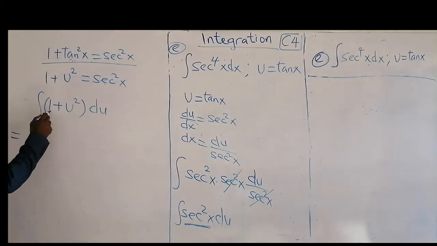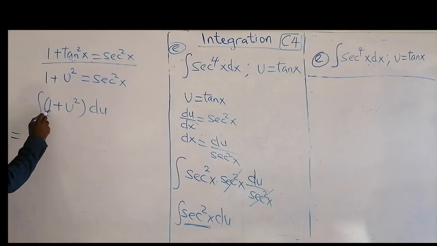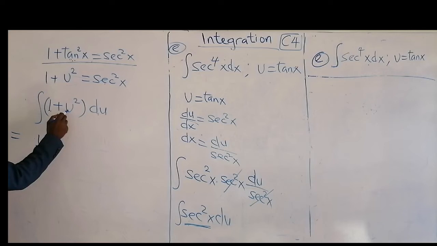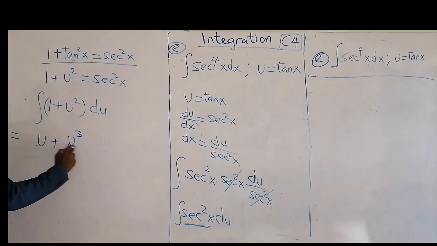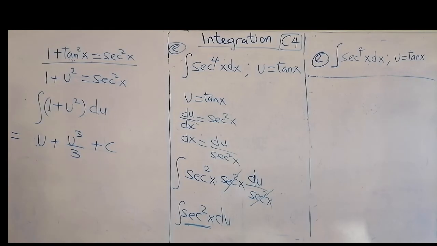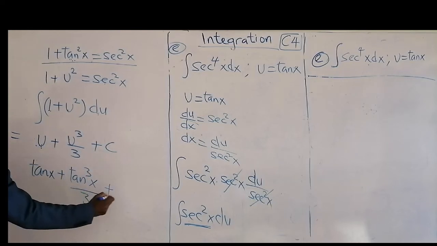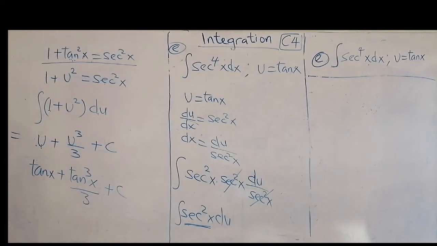So if we integrate this with respect to u, the integral of 1 with respect to u is u, then plus the integral of u squared, that will be u cubed over 3, then plus c. So the next thing to do now is to substitute back for u, and u is tan x. So we have tan x plus tan cubed x over 3, plus c. And that finishes that solution.